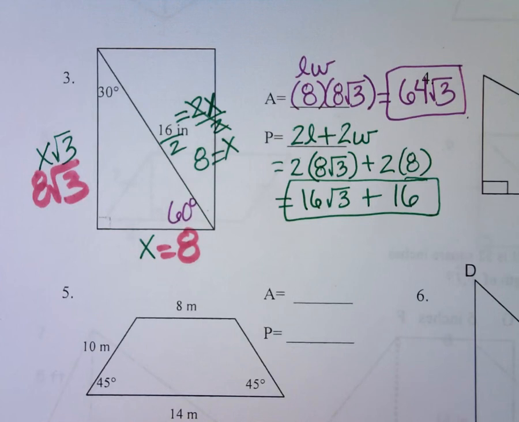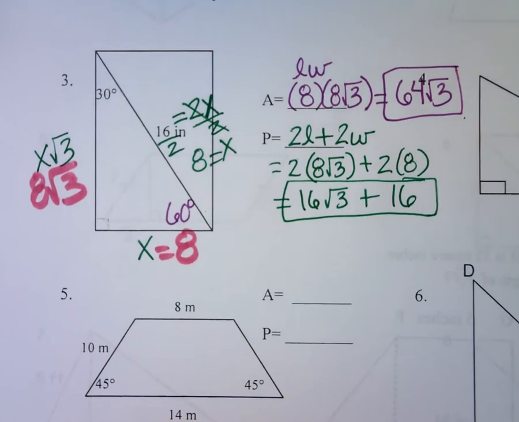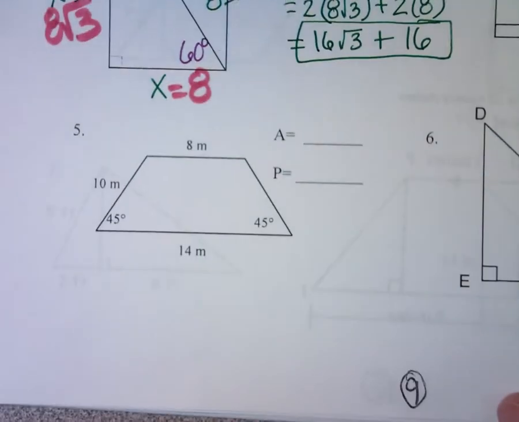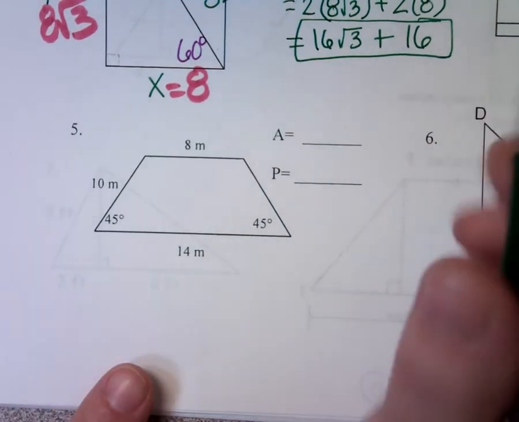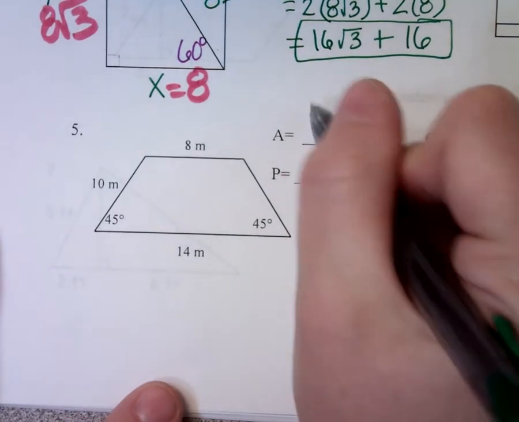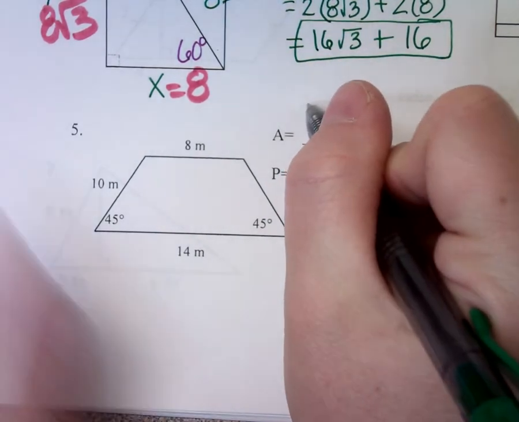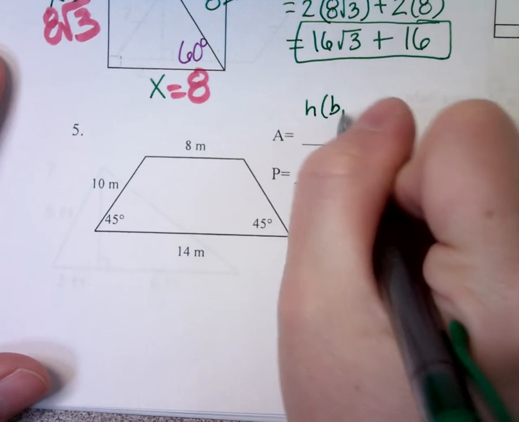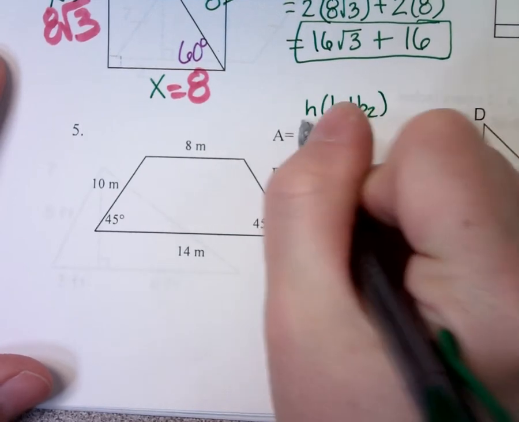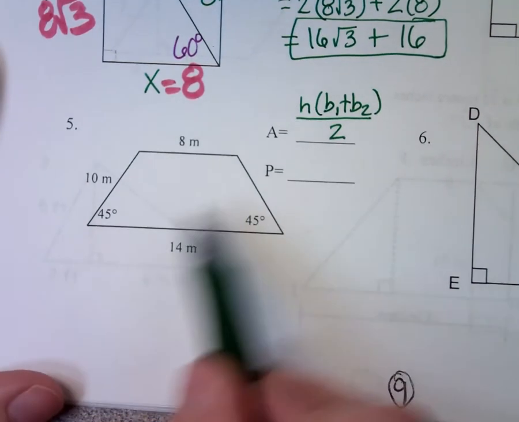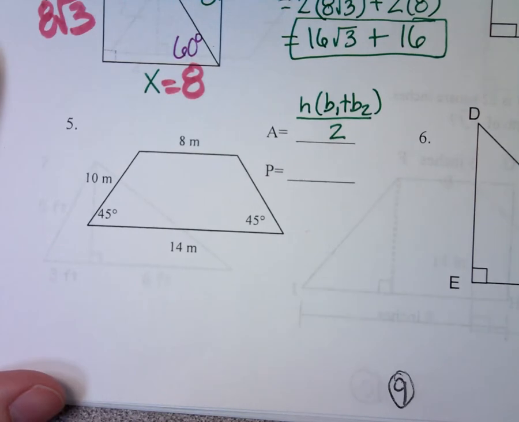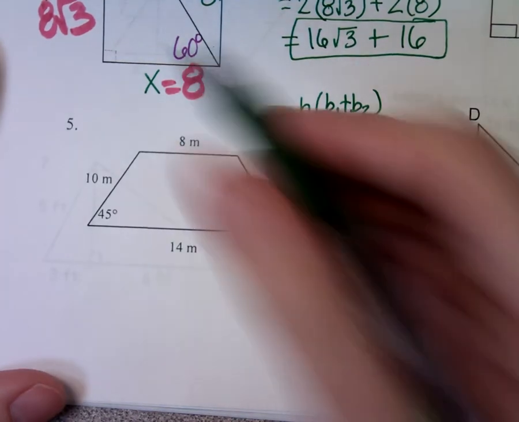Okay, let's go down to number 5. What shape is number 5? A trapezoid. Let's write down our formula for area of a trapezoid. Look up above if you don't know it. So it's height times base 1 plus base 2 divided by 2. So let's look. Do I know my bases? 8 and 14 are my bases. Do I know my height? No. Okay, that's what I need to work on.